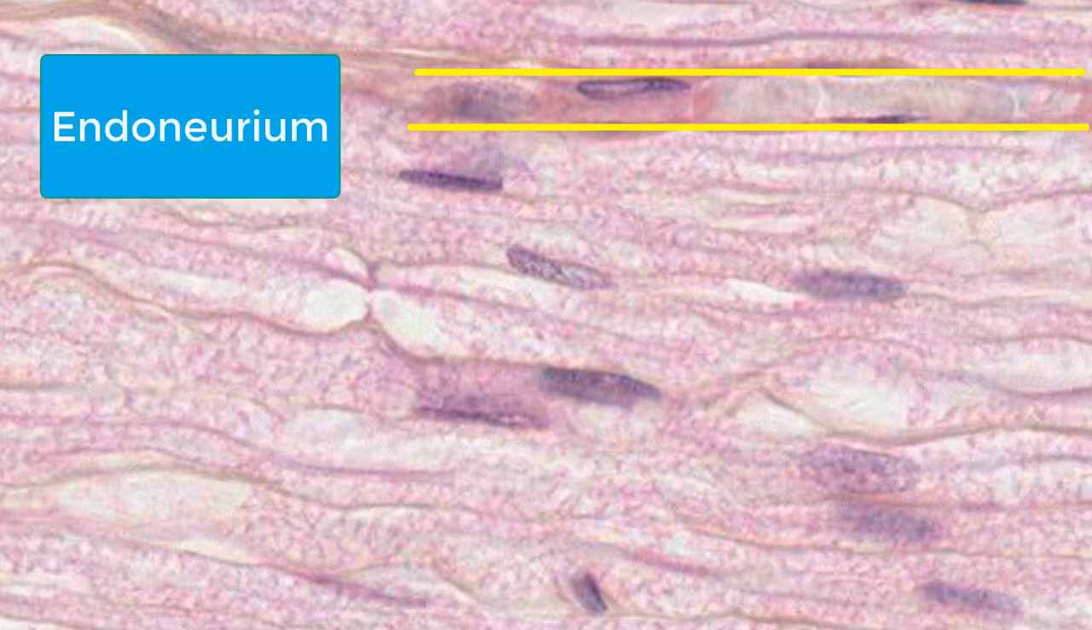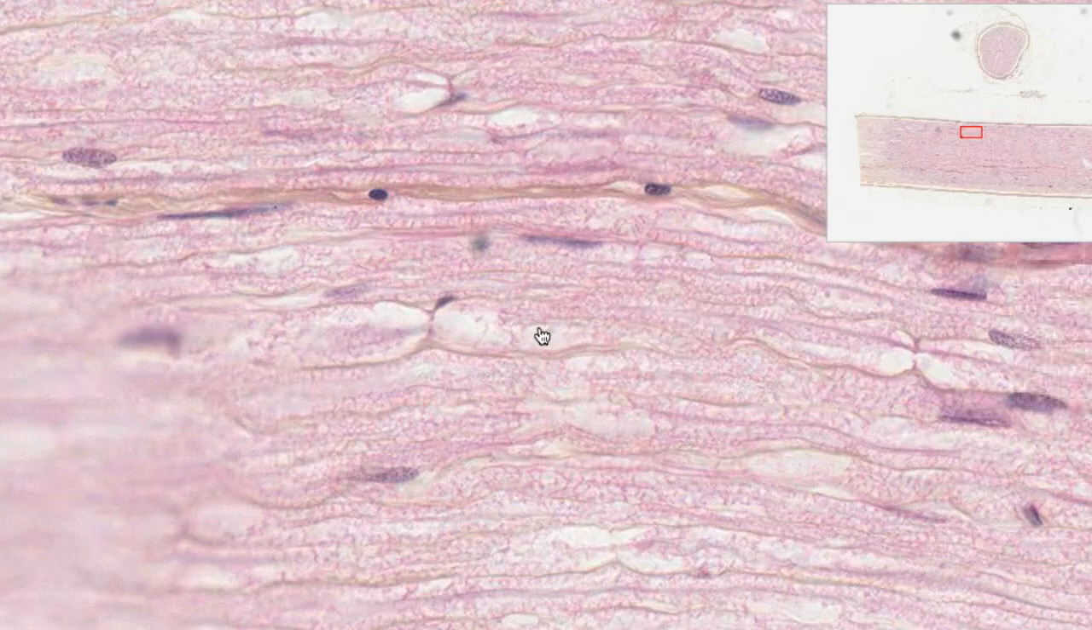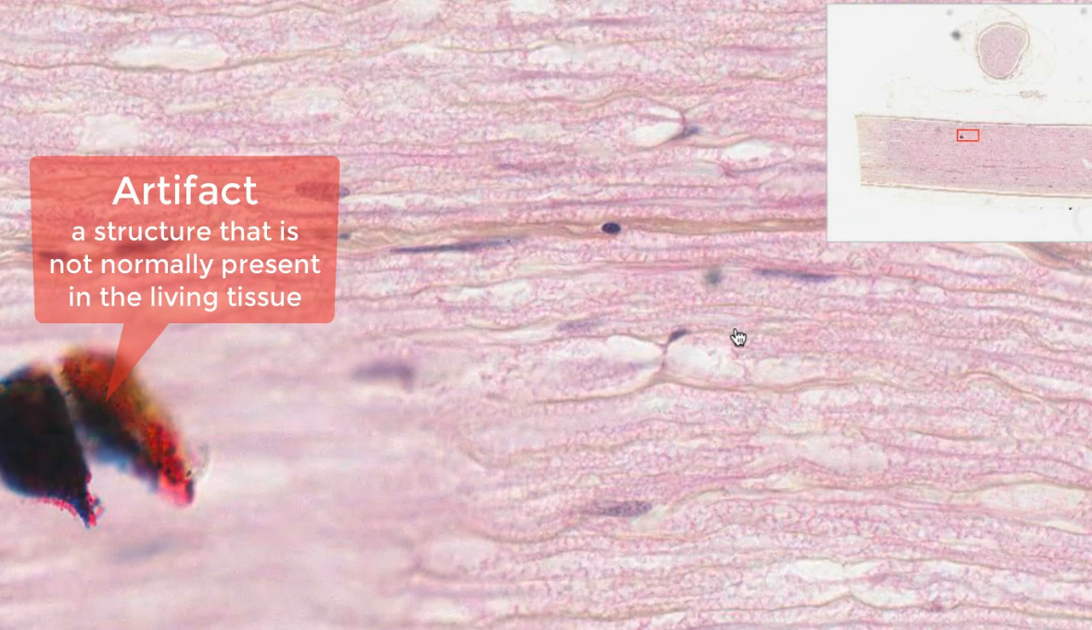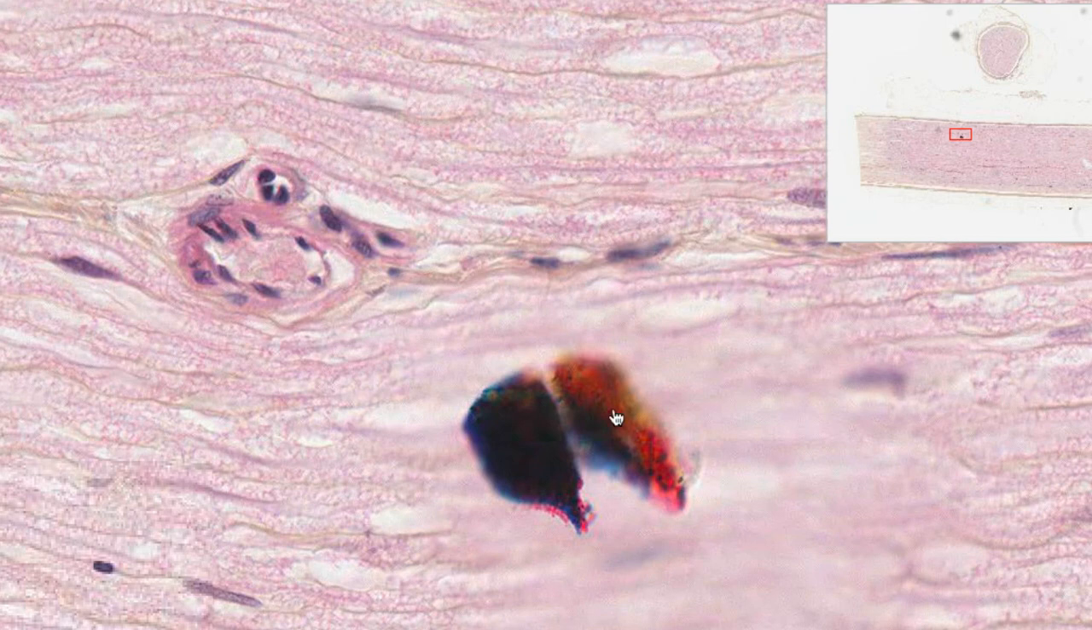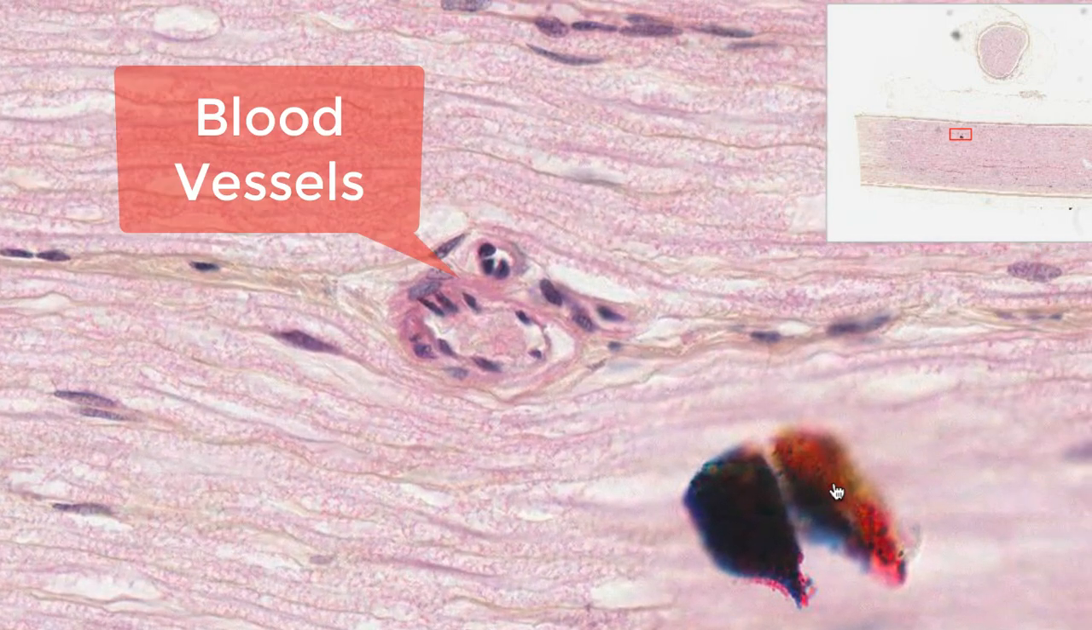With higher magnification, we see the nerve fiber surrounded by connective tissue called endoneurium. It is composed mainly of collagen produced by fibroblasts. The primary function of the endoneurium is to provide physical support to nerve fibers. It contains blood vessels that supply oxygen and nutrients to the nerve fibers.